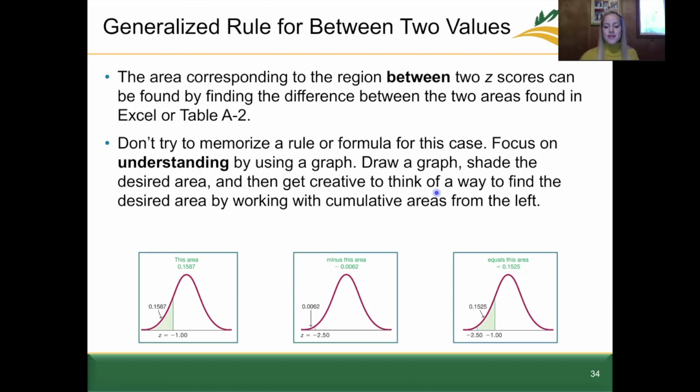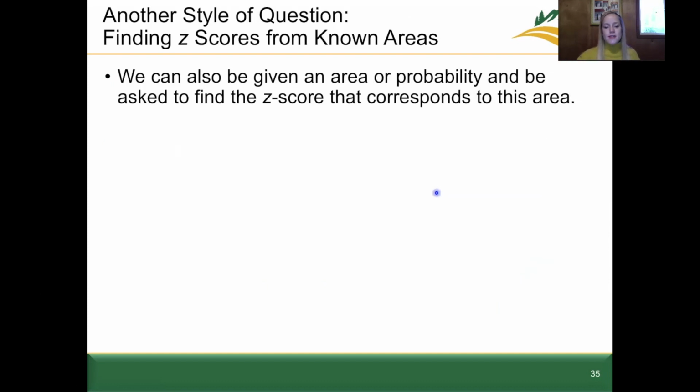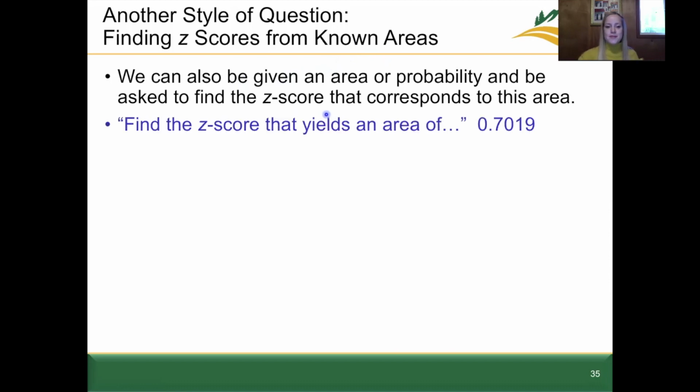Okay, so we've gone through all these important examples so far. There is one other style of question you might see, so finding a z-score from a known area. So we might also be given an area or probability and be asked to find the z-score that corresponds to this area. For example, find the z-score that yields an area of 0.7019. This area is greater than 0.5. That means we're going to be on the side of the positive z-scores.